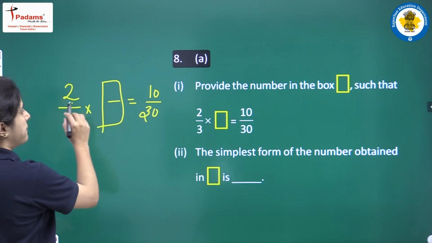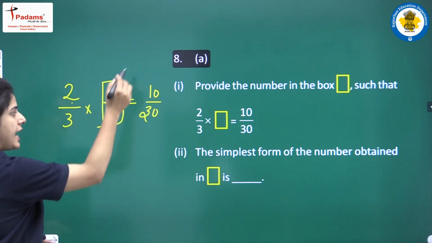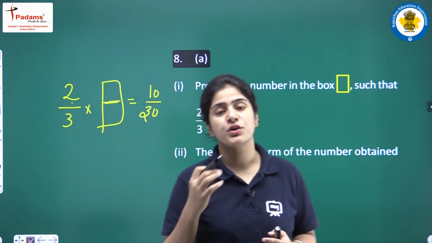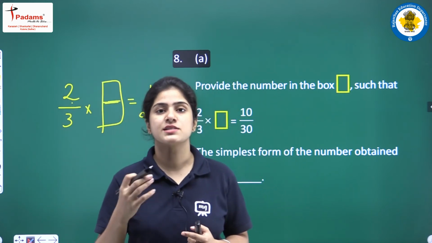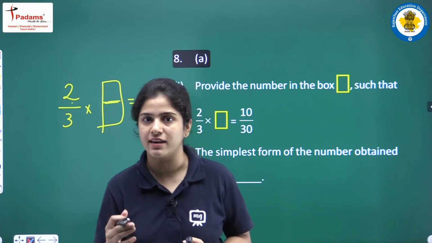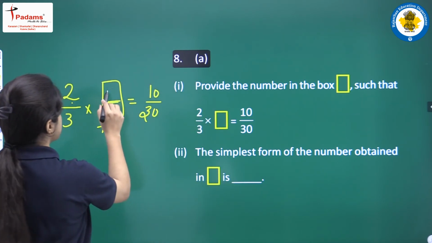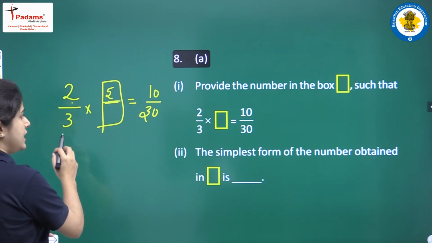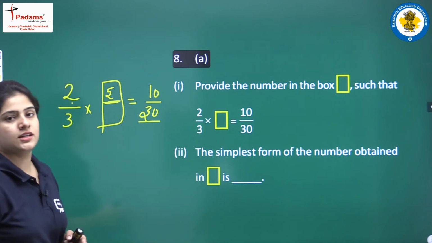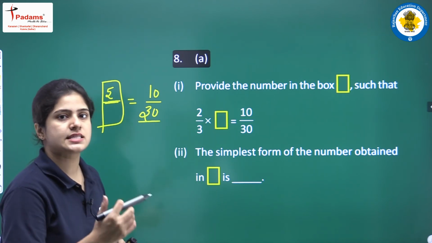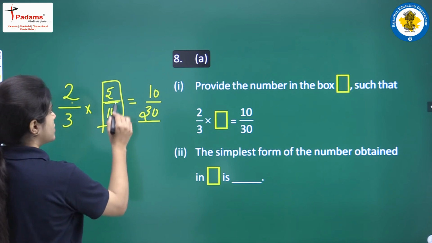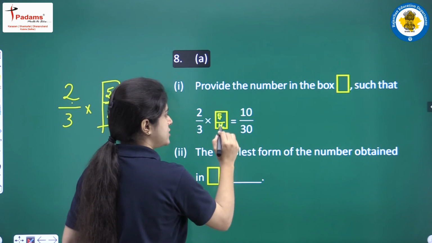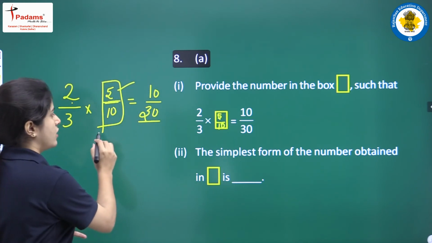Students, what should be multiplied with 2 so that the answer can be 10? 2 into 1 is equals to 2, 2 into 2 is equals to 4, 2 into 3 is equals to 6, 2 into 4 is equals to 8 and 2 into 5 is equals to 10, okay. So, 2 into 5 is equals to 10, alright students. And what should be multiplied with 3 so that the answer can be 30? So, 3 into 10 is equals to 30, okay. So, the box will have the value 5 upon 10, alright students, 5 upon 10, okay.